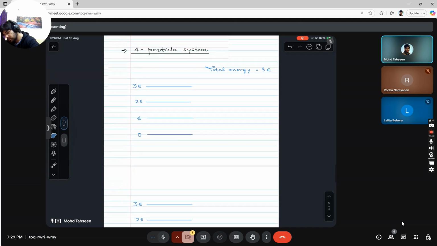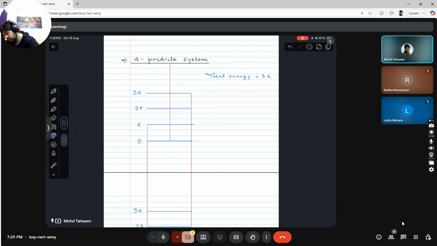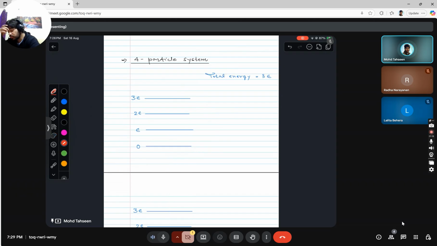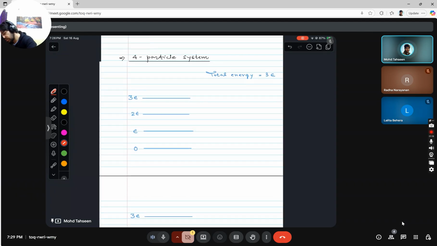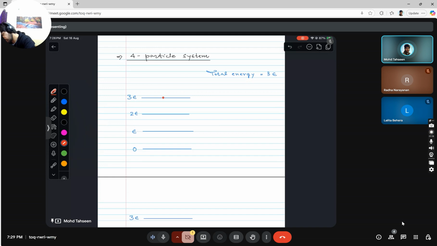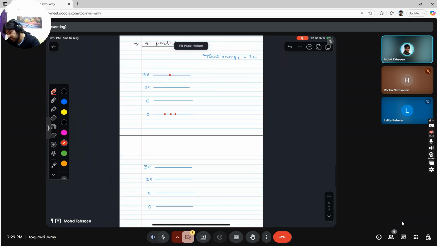So how can we now fill four particles into these 3 energy levels such that the total energy of the system is 3 epsilon? The obvious choice is to put 1 particle here, and then put all the remaining 3 particles here. The total energy of the system would be 3 epsilon. Now, is there some other way?